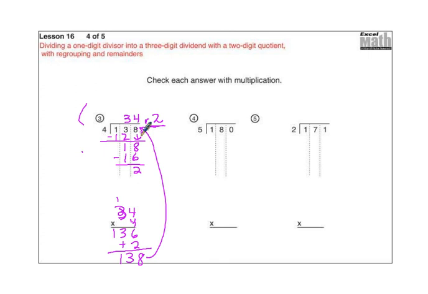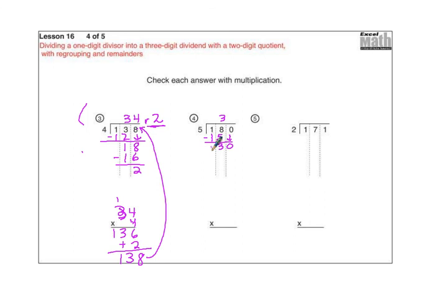All right, go ahead and pause the video, do 4 and 5. Turn the video back on when you're ready to see the solutions. Here we go with number 4. 5 goes into 18 3 times. 3 times 5 is 15. 18 minus 15 is equal to 3. Then I bring down my 0.